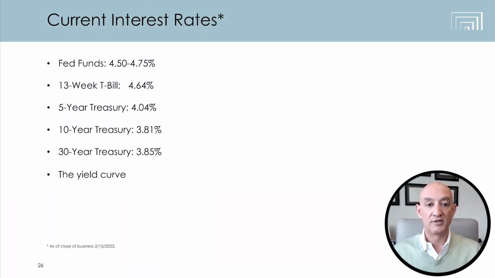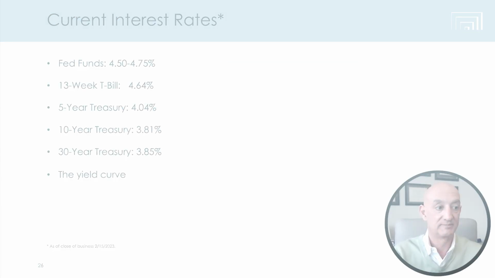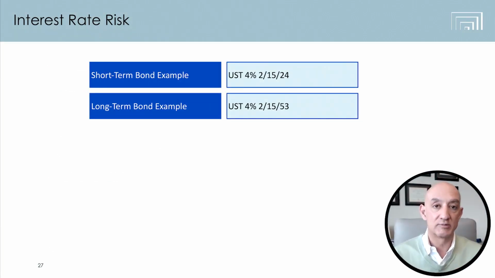So you might look at this and say, well, the 13-week Treasury is yielding 4.64%. Why would I put my money into a 10-year to get 3.81% when I can get 4.64? But when interest rates are inverted like this, meaning the longer treasuries pay less than the short ones, which is not the norm. Normally, the yield curve is higher, so you're getting more and more interest as you go out longer. So keep these current interest rates in mind because we're going to come back to them with a discussion of interest rates. Now let's try to illustrate what interest rate risk is.